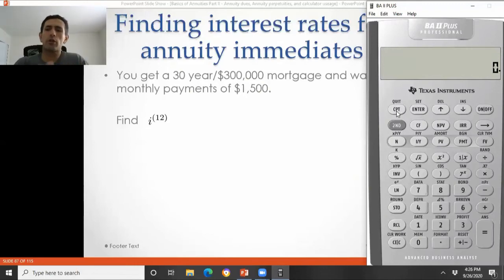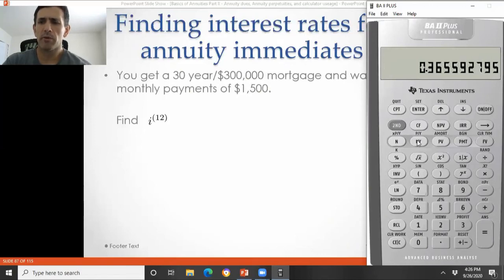There are some shortcuts to doing this, but the calculator sometimes is a little weird, and you really have to be careful. So in my opinion, you don't save much time by taking shortcuts. Just re-input everything in. So 360 N. Okay, so we recall 1, that's my percentage interest rate. Let's say I don't know the present value and I just want 1,500 payments.